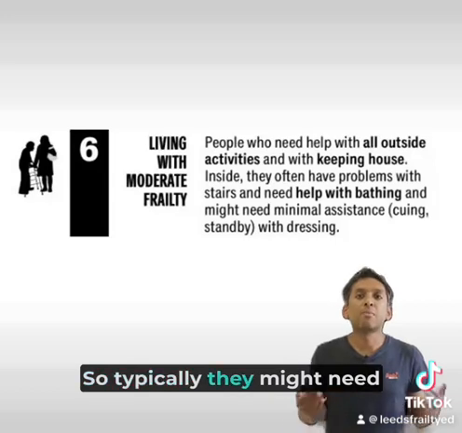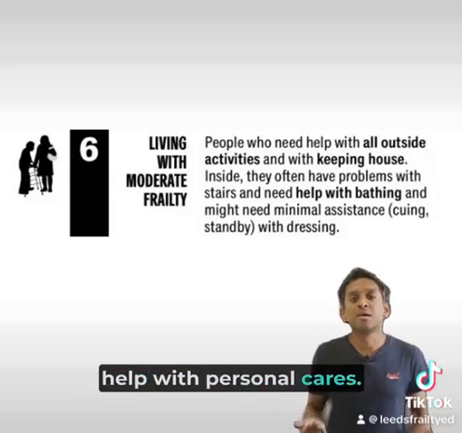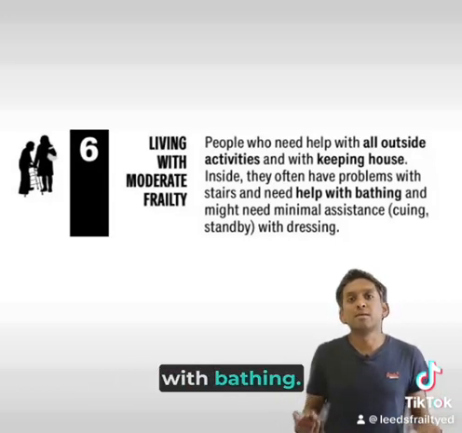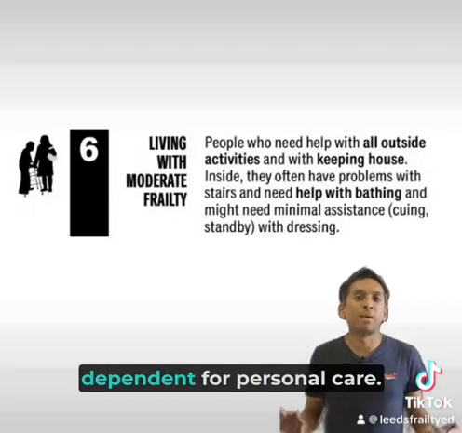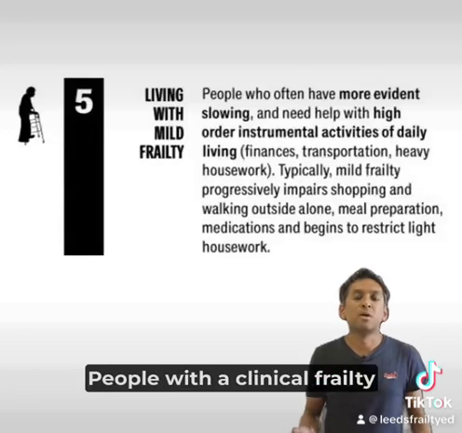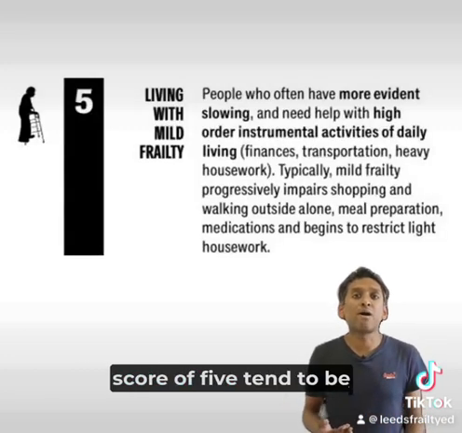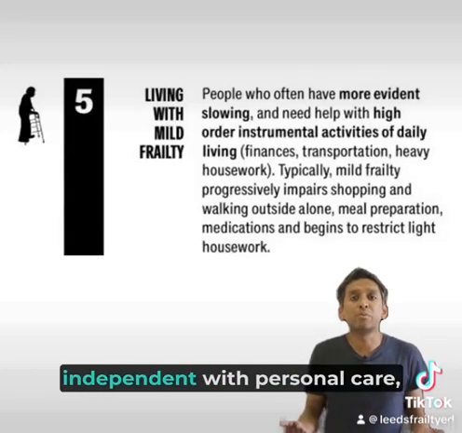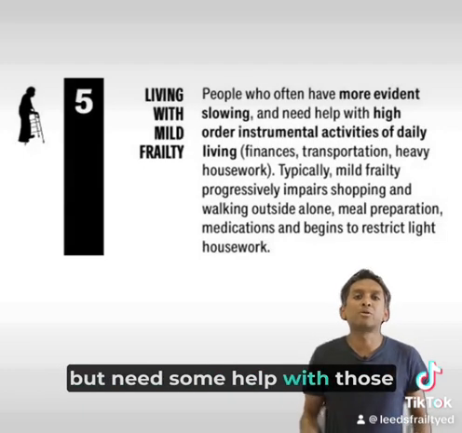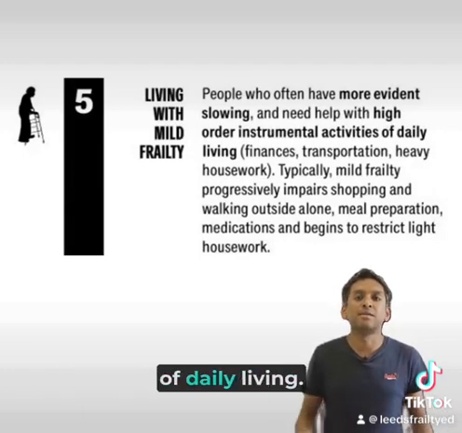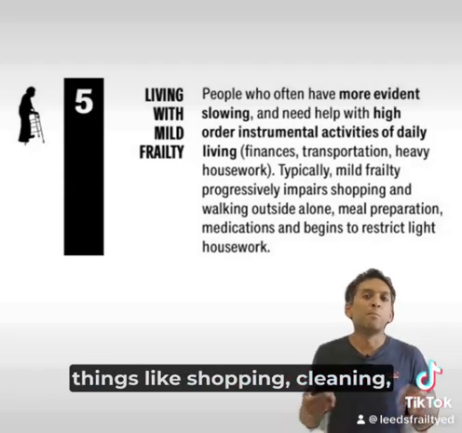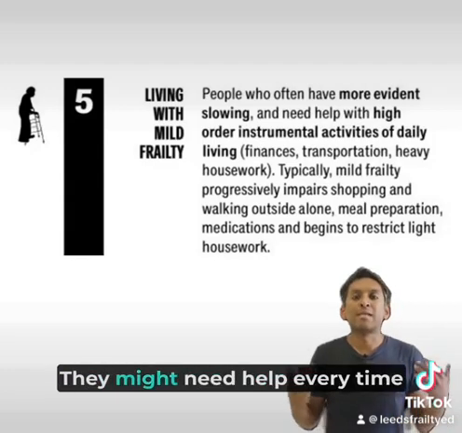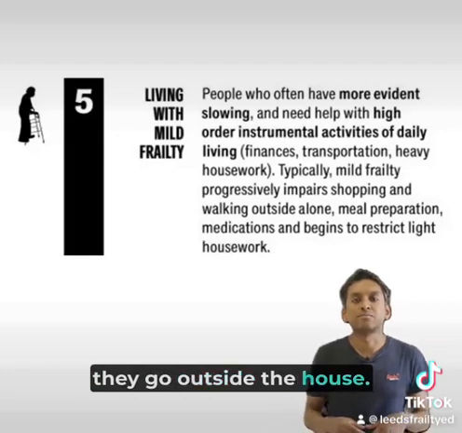So typically, they might need help with personal cares, they might need help with bathing, they might need help going outside of the house, but they're not completely dependent for personal care. People with a clinical frailty score of 5 tend to be independent with personal care, but need some help with those higher activities of daily living. So they might need help with things like shopping, cleaning, meal preparation. They might need help every time they go outside the house.